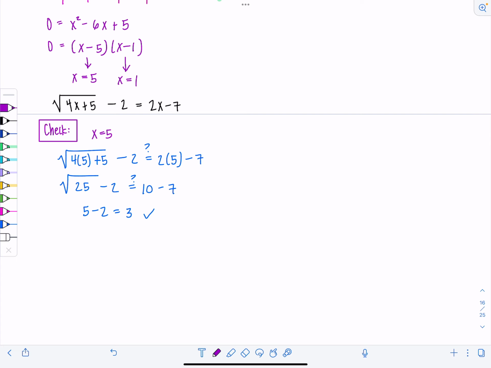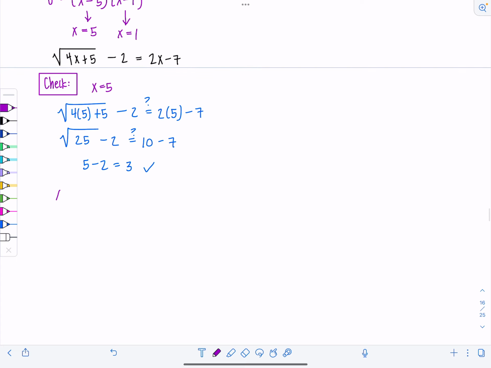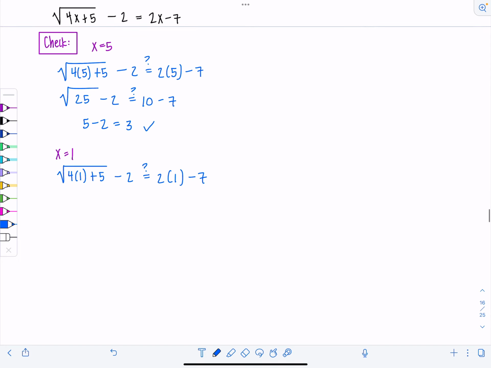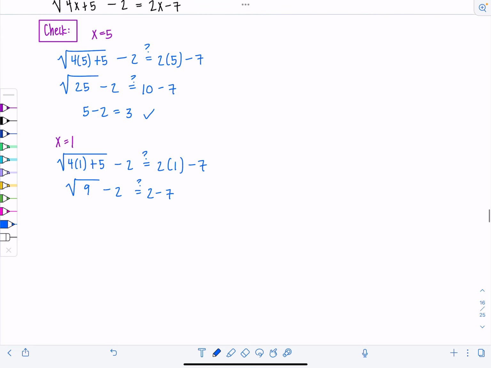Hooray! And then x equals 1, I need to check as well. Okay. So let's see here. Square root of 4 times 1 plus 5 minus 2. Does that equal 2 times 1 minus 7? Let's see. Square root of 9 minus 2. Does that equal 2 minus 7? No. 3 minus 2, that doesn't equal negative 5. No way. So what does that mean?